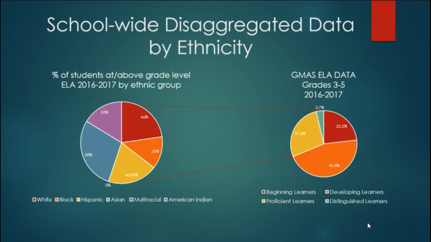with 40%. So this area right here, this is a larger view of that area. This is for the whole school. From this information, we can also conclude that there are some gaps among the white and black students with a 20% difference. The white students are 46% and black is 26%.